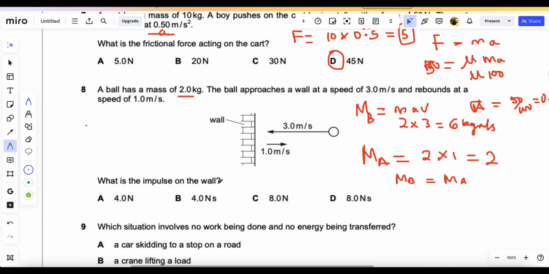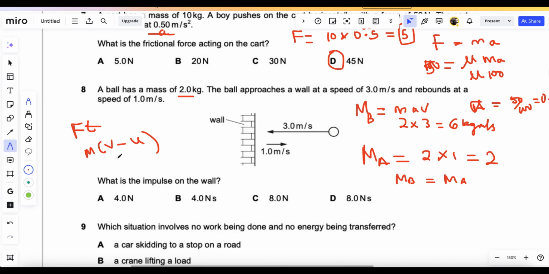Now they are asking for the impulse. Remember, impulse is force times time. But you can see in the question there was no time. If there is no time, no problem. Impulse is also equal to change of momentum. The question is not even asking us for the total momentum, so impulse is equal to change of momentum.